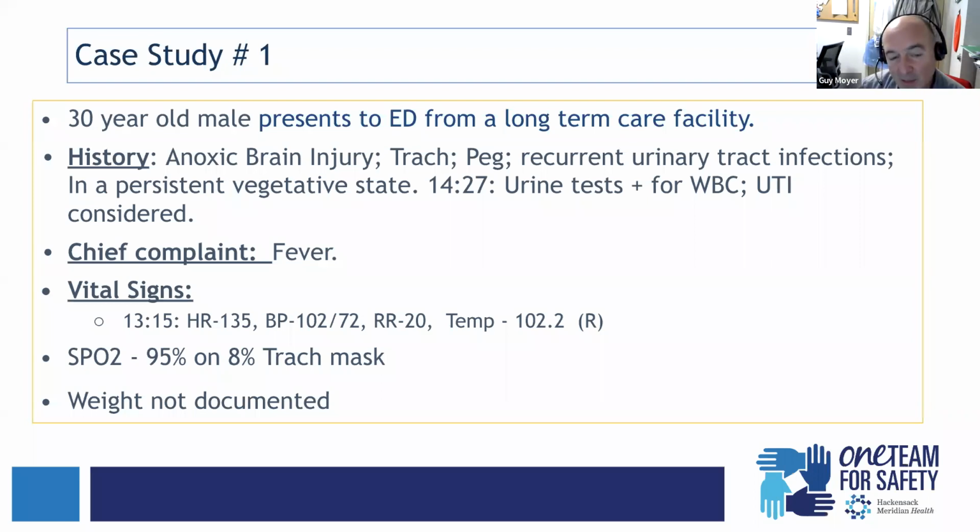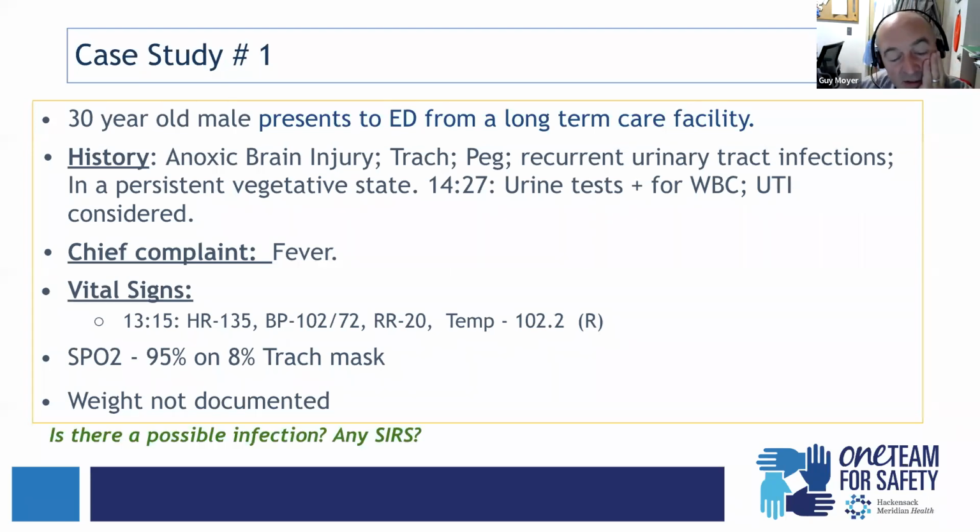The patient initially came in just with a complaint of a fever. You take the patient's vital signs at 1:15. When they came in, the heart rate was 135. The blood pressure was 102/72. Respiratory rate was 20, and the patient had a temperature of 102.2. Put a little pulse ox on the finger. The SpO2 is 95%, and the patient is on a trach, 8%, with a mask as the oxygen delivery mode. There is no documentation of the patient's weight.